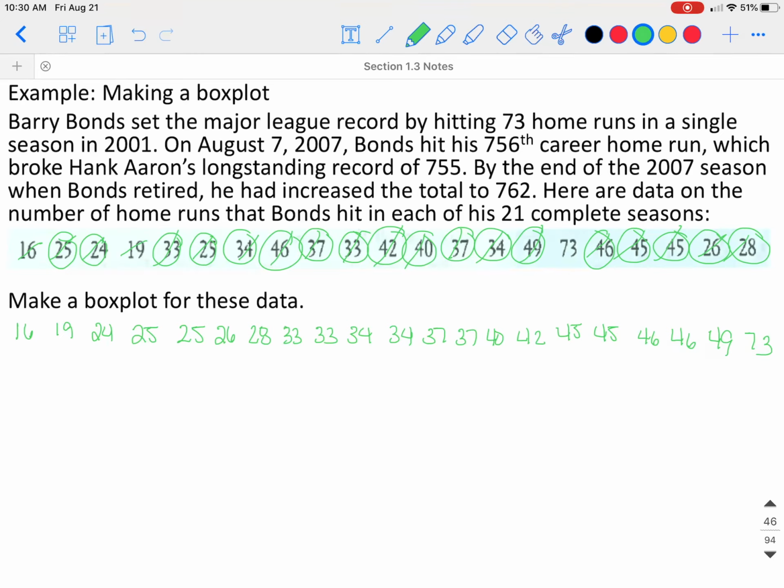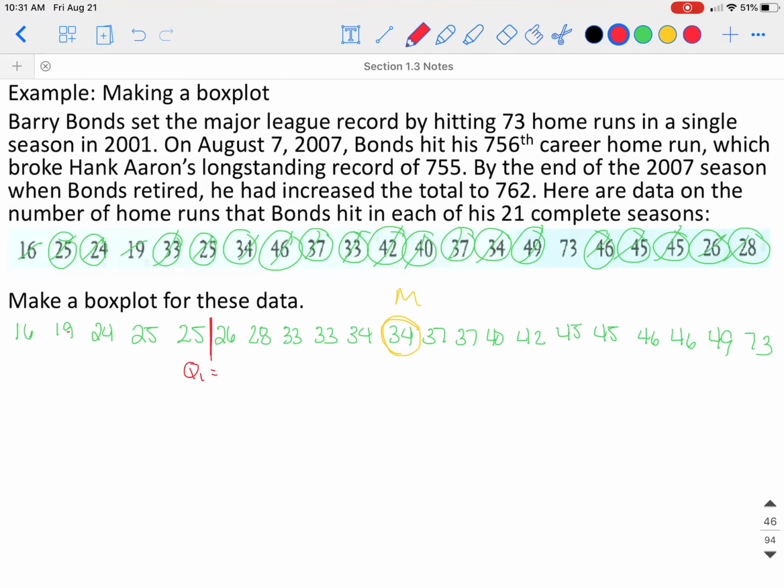First thing we need to do is find the median. That median is the middle number. Now 21 divided by 2 is going to give us 10.5, so it is going to be the 11th data value. And the 11th data value is 34. We now have 10 data values to the left and 10 data values to the right. So if we have 10 data values, we need to find the value between the 5th and the 6th data point.